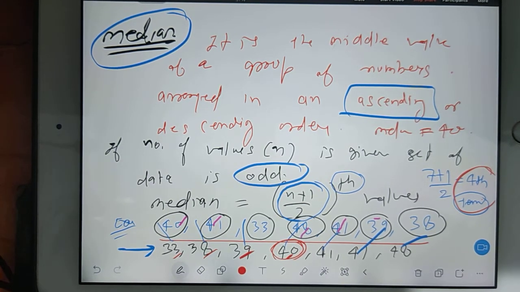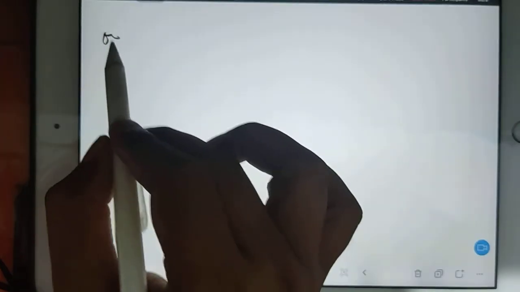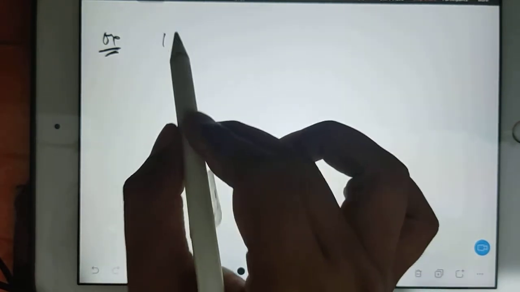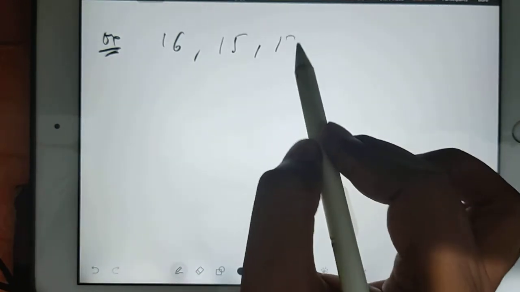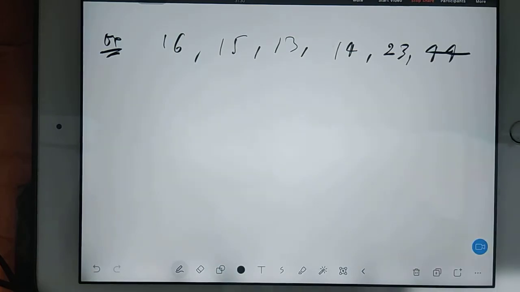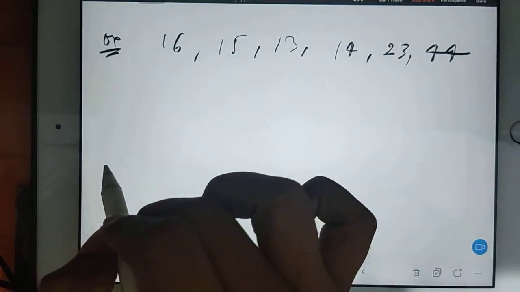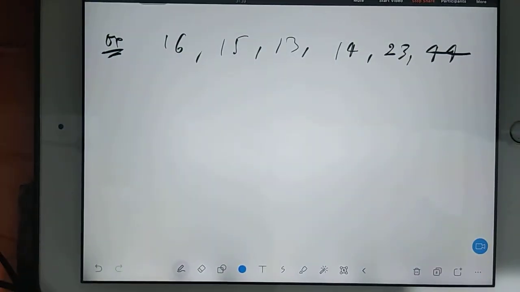Let's do one example. Suppose first one random data you take 16, 15, 13, 14, 23, 44. Suppose I have taken this data and I'm looking for the median of this. Can you guys calculate and tell me what is the median for this?